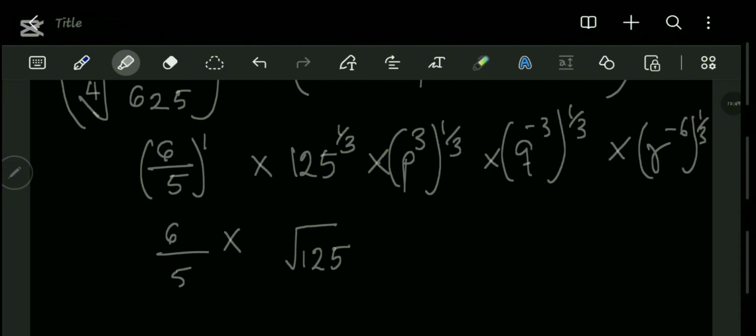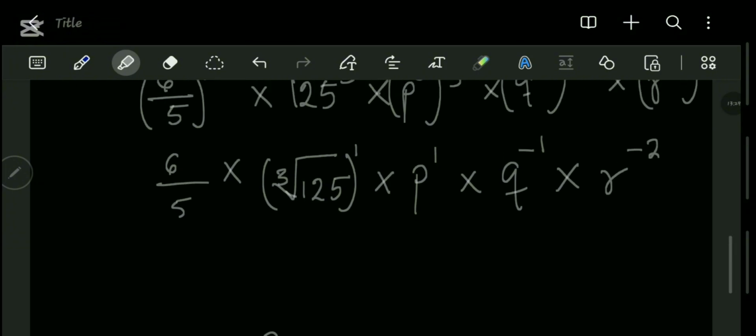The denominator of the fraction will tell us what kind of root we are taking. So we are taking the third root of this number, then raised to the numerator, which is 1. Multiplied by, from the law of indices, we said when we have an inside power and an outside power, we have to multiply the two powers together, right? So we have p raised to 3 multiplied by 1/3. When you multiply 3 times 1 over 3, we have just 1 left. So this has a power of 1 left. And then q, when you multiply minus 3 times 1 over 3, you have just minus 1 left. And then when you multiply minus 6 times 1 over 3, you have minus 2 left.